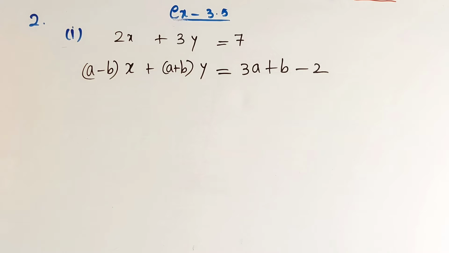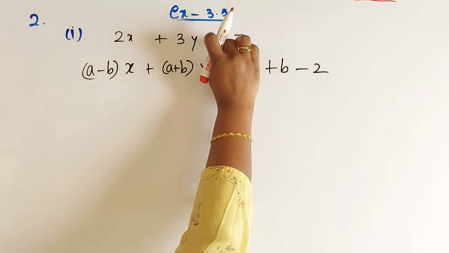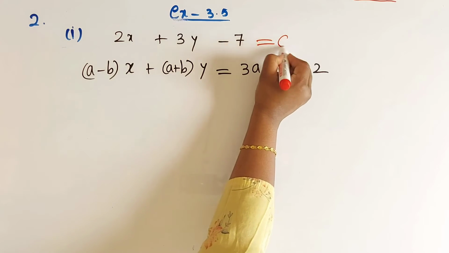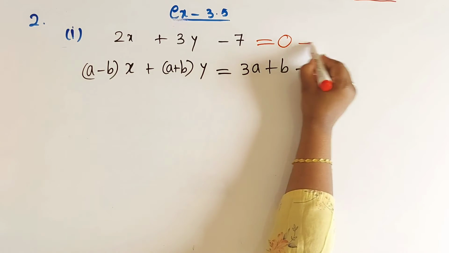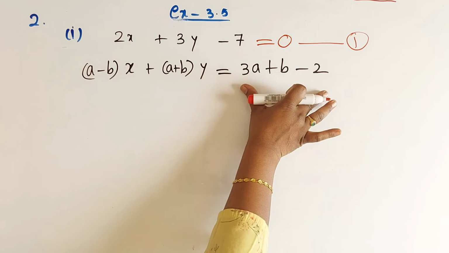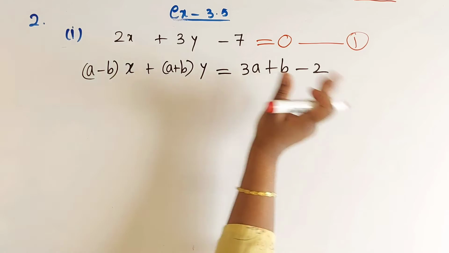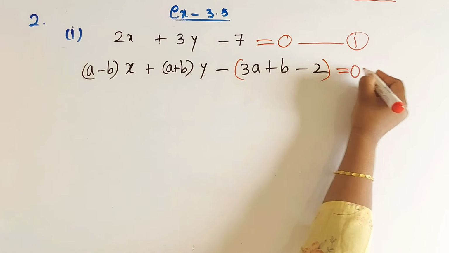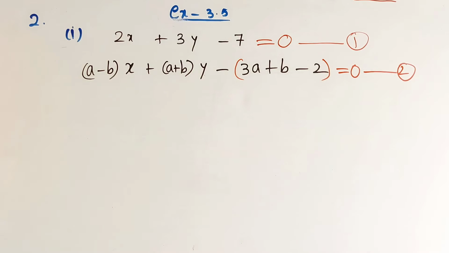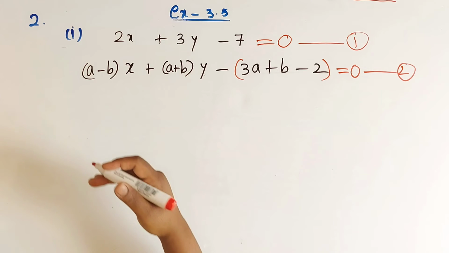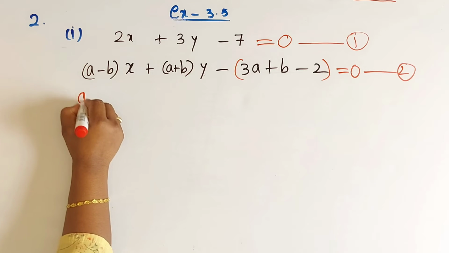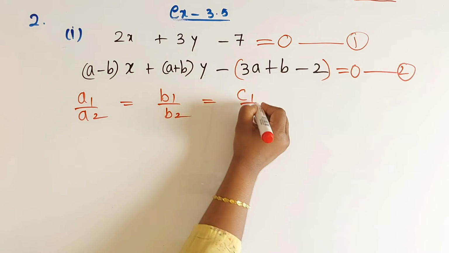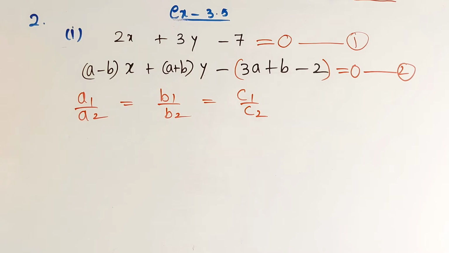Let us write the equations in standard form. So we have to do it as ax plus by plus c equal to 0. So 7 will come to this side: minus 7 equal to 0. I am changing here only, children. Do not get confused. So this is the first equation. And here also the constant 3a plus b minus 2 will come to the left-hand side. So it will be minus of 3a plus b minus 2 equal to 0. This is equation 2. Right, children? Now they said infinitely many solutions. That means a1 by a2 equal to b1 by b2 is equal to c1 by c2. Right, children? Then only we will get many solutions.